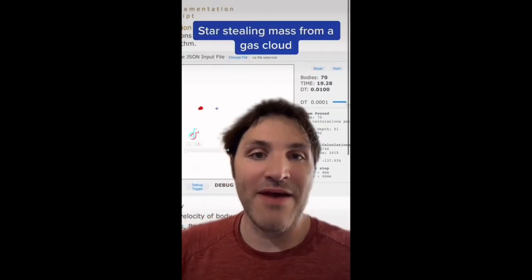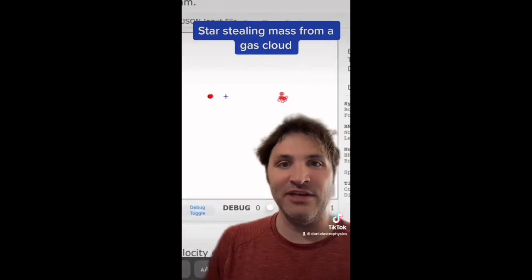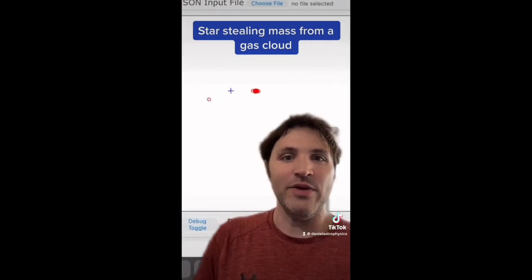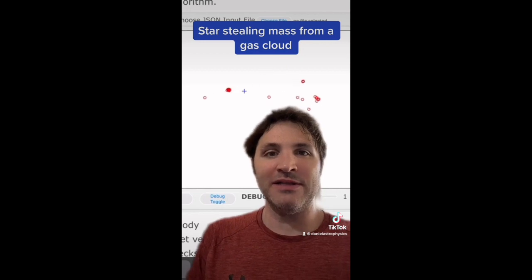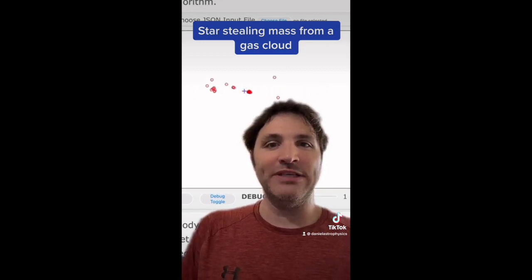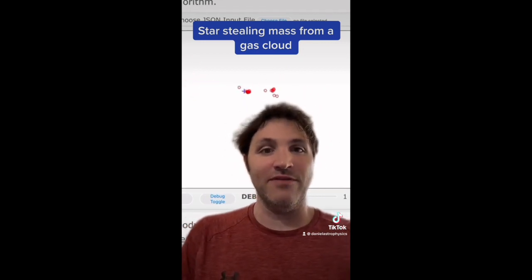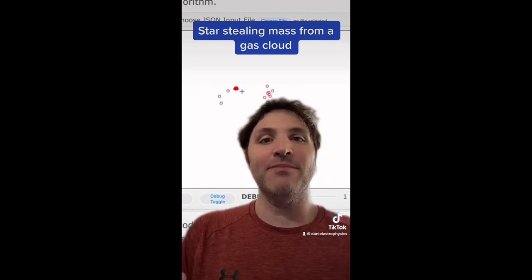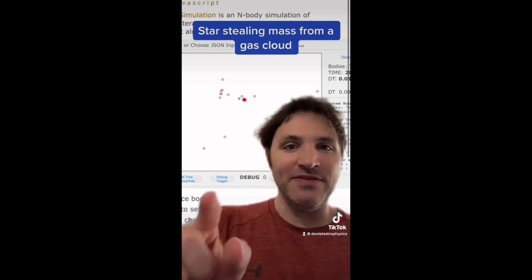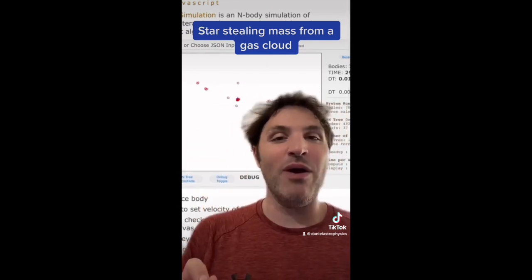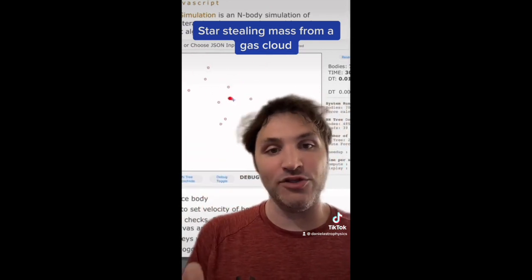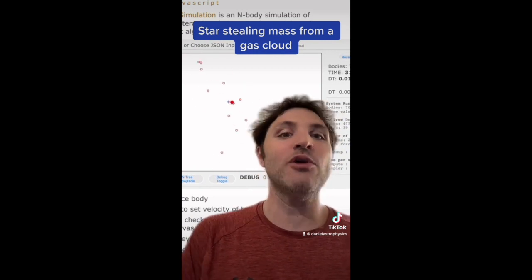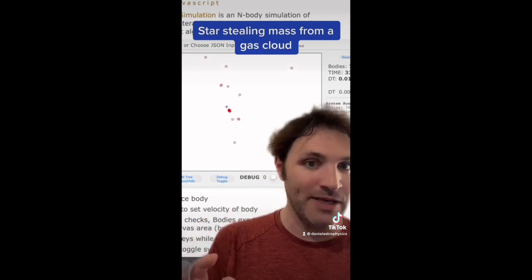We can also have it that a star actually steals from a gas cloud. So here we have a small cloud of gas that's getting pulled under the gravitational influence of a star. And in actuality, when these mass components of gas get close enough, this system would just capture it. However, this simulation only models gravitational influences. So you'll have to use your imagination a little bit.